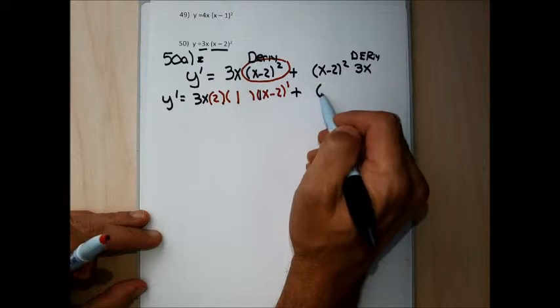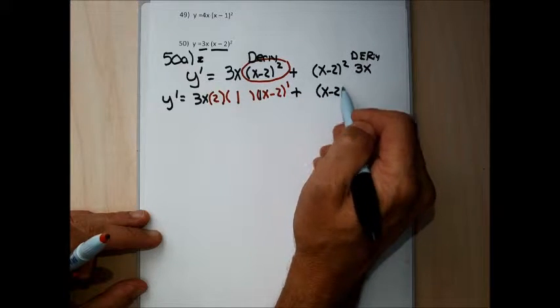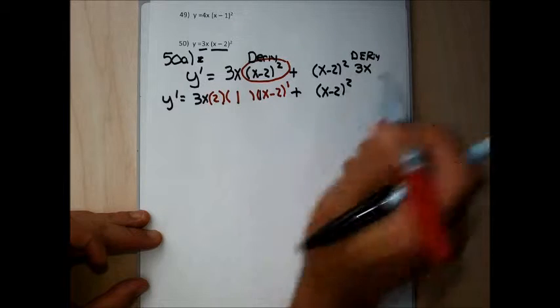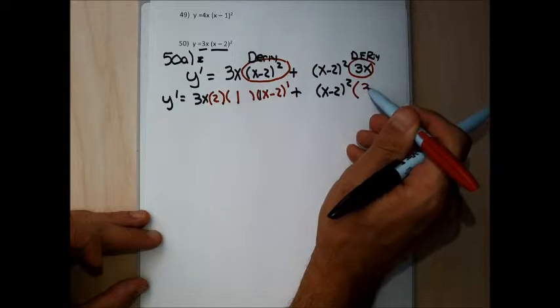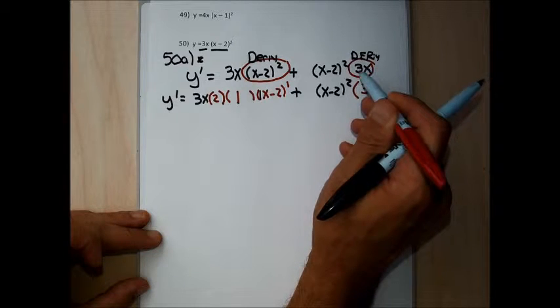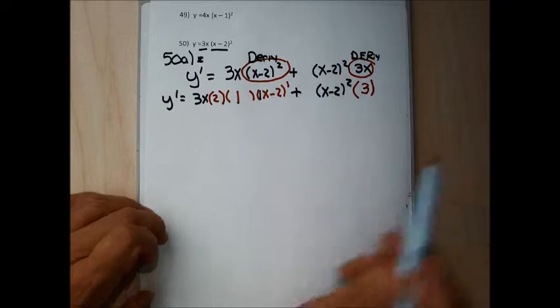And for the second half, I take the x minus 2 squared and I multiply it by the derivative of 3x. The derivative of 3x, because it's an x to the first power term, it's just its coefficient. The derivative of 3x is just 3.